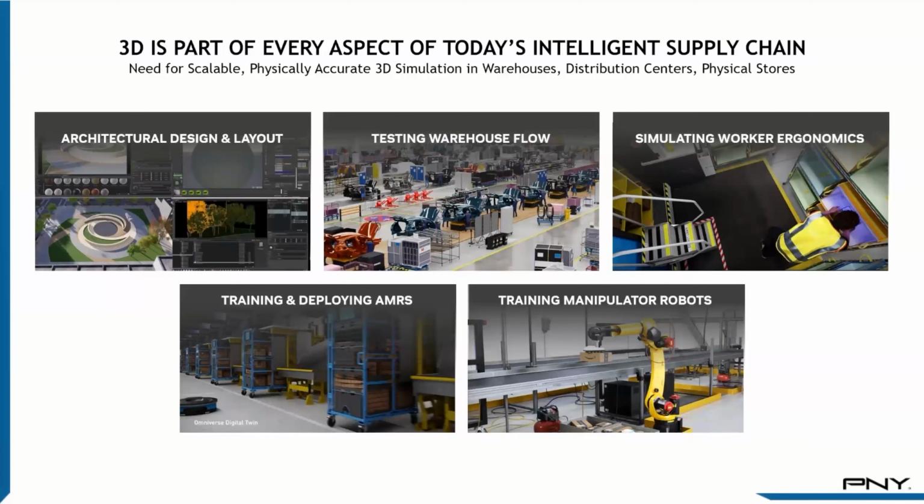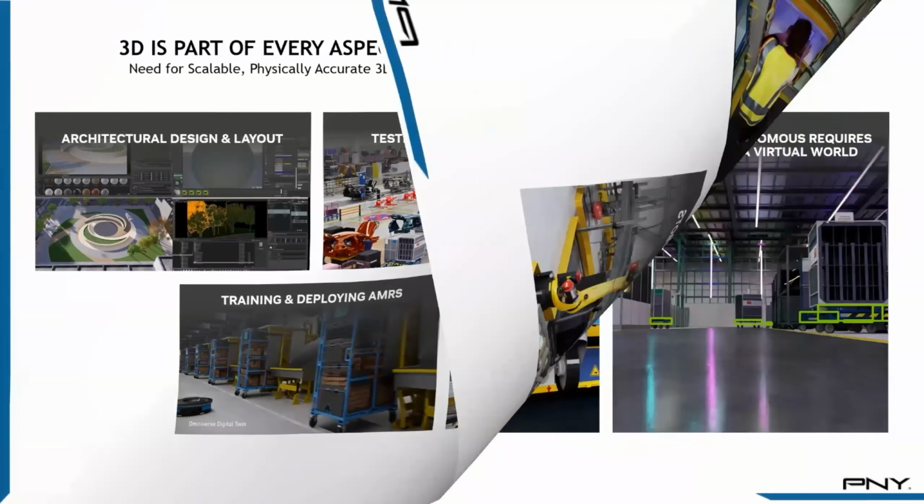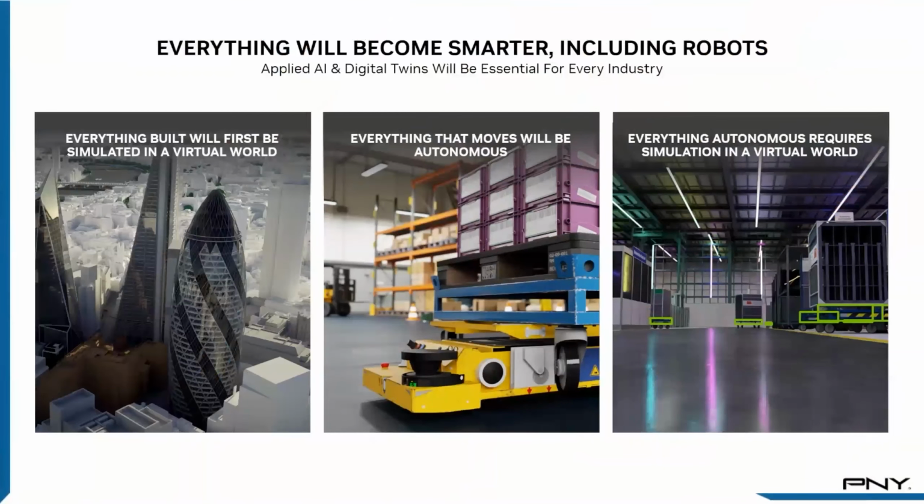Coupled with NVIDIA technologies like Isaac, Metropolis, Riva, Modulus, and many more, you can achieve an autonomous feedback loop between the real world and digital twins while constantly retraining and optimizing AIs. For the future, we can expect that everything built will first be simulated in a virtual world. Everything that moves will be autonomous, and everything autonomous requires simulation in the virtual world, as AI agents can only achieve intelligence by training in scalable, photorealistic environments that obey the laws of physics.